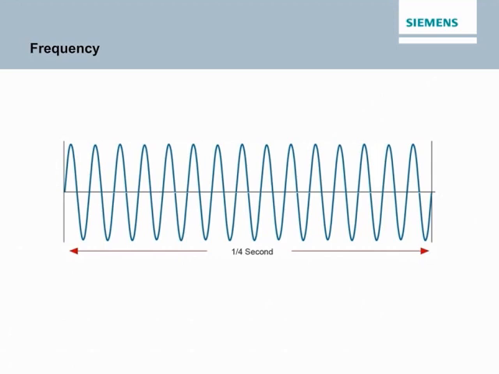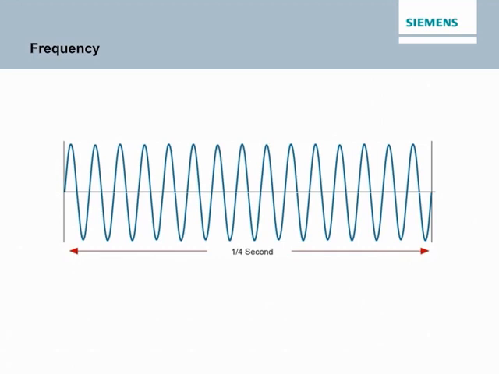The number of cycles per second of voltage induced in the armature is the frequency of the generator. If the basic AC generator's armature rotates at a speed of 60 revolutions per second, the generated voltage will be 60 cycles per second. The recognized unit for frequency is hertz, abbreviated Hz. 1 hertz is equal to 1 cycle per second.